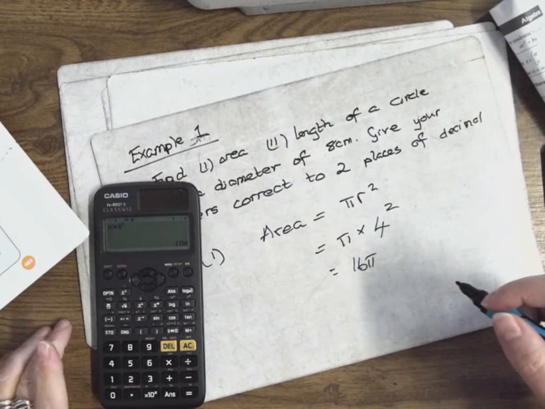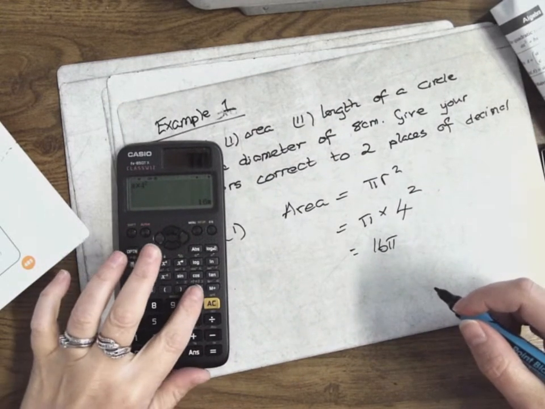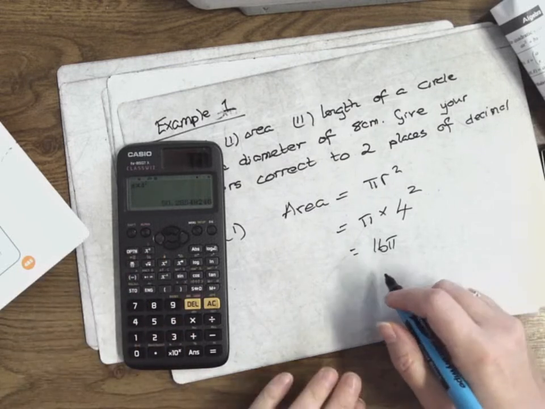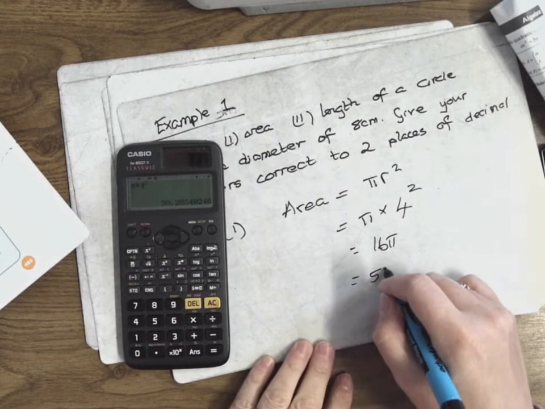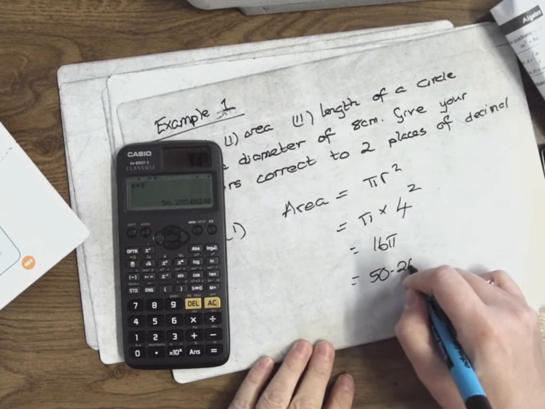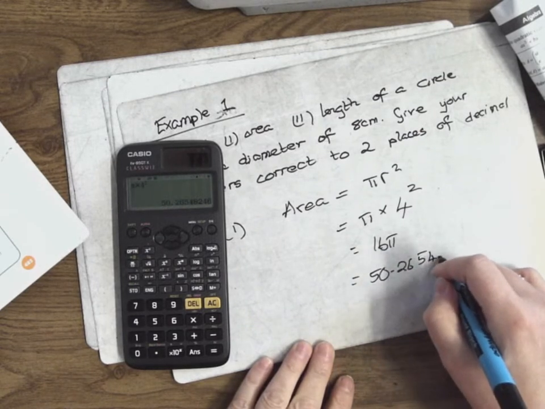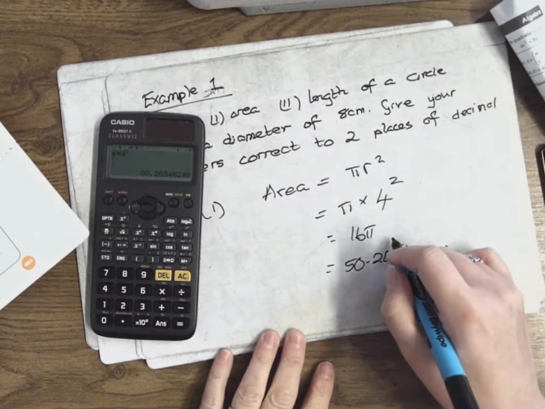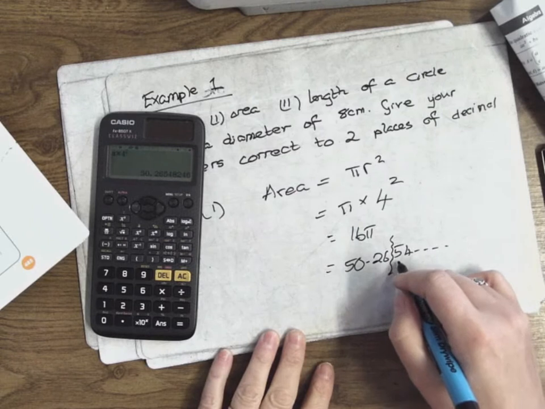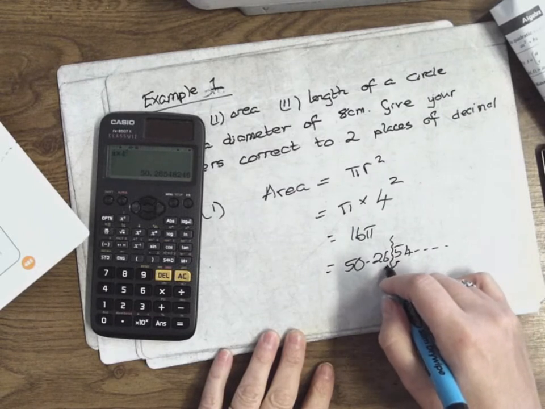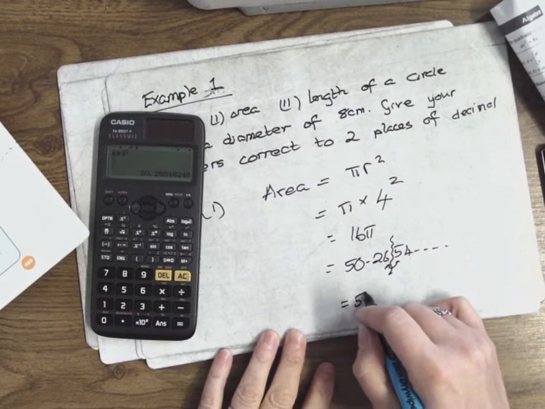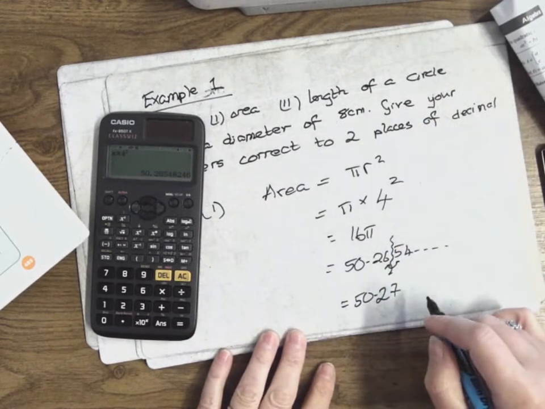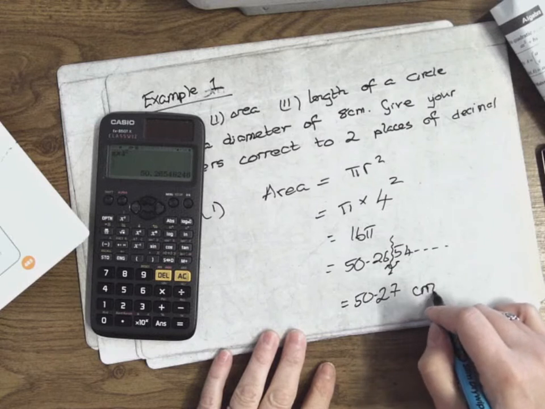Okay? But they said correct to two places decimals, so you need to press S to D. Turn it into a decimal, S to D. And when you turn it into the S to D, it'll be 50.2654 dot dot dot. Okay? And I need to round that up after two places decimals, so I want to knock it off here. So I look at that, if it's 5 or more, you increase. So that's 50.27, and it's area, and it was in centimetres, so that means the area is in centimetres squared.